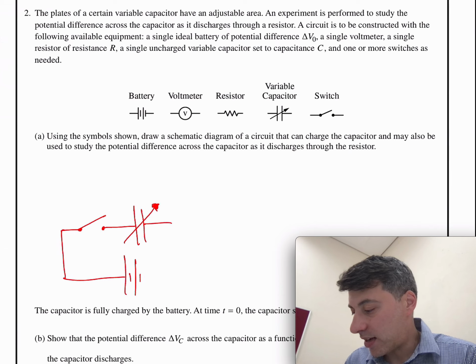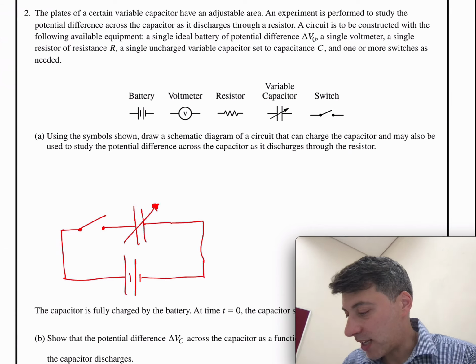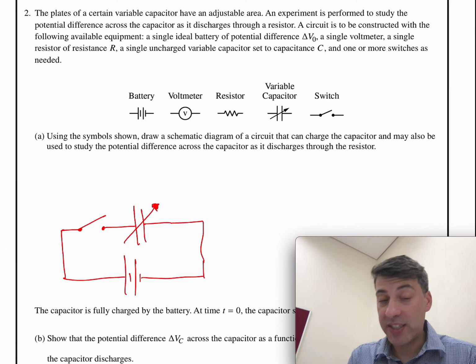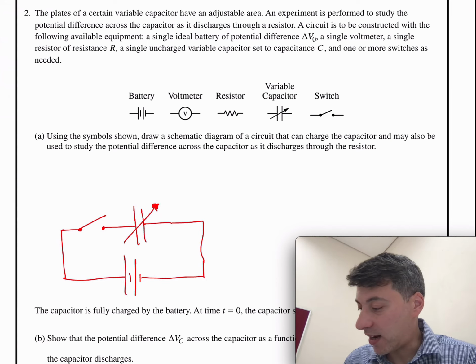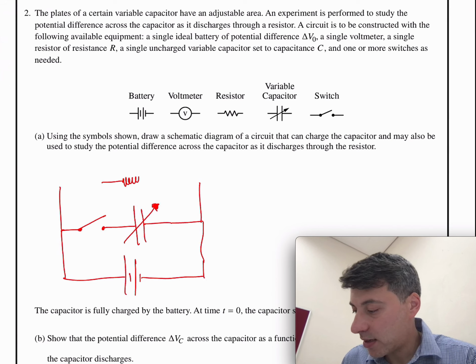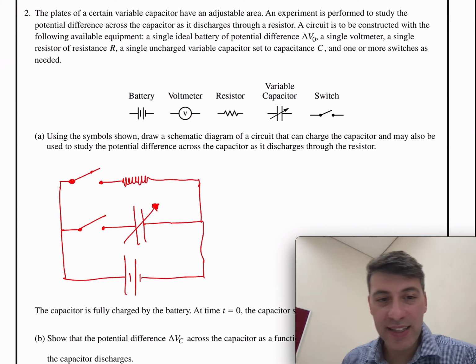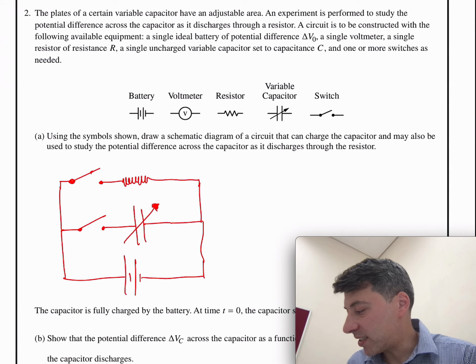Now, right now, if we close the switch, the capacitor will be charging, and in order to discharge it, we can connect a resistor somehow like this, with one more switch that looks approximately like this. Now I think I made a small mistake here.